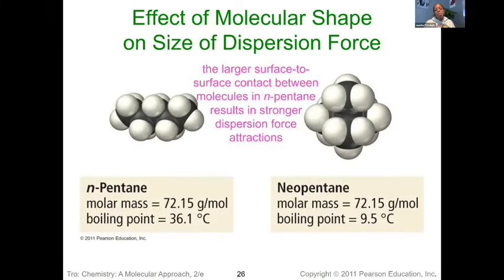And so if you said the one on the left, you would be correct. The reason is that there is a larger amount of surface area exposed for those dipoles to be created. So you can see, despite having the same exact molar mass, it's the shape that we're looking at to determine which of these would have the higher boiling point.